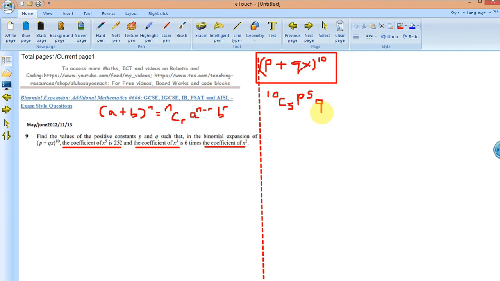Raised to power 5. Why do I not need to write qx? Because this was the coefficient of x to the power 5, so we are dealing with the coefficient. So the coefficient there is q, so q raised to power 5. Now according to the examiner this equals 252.